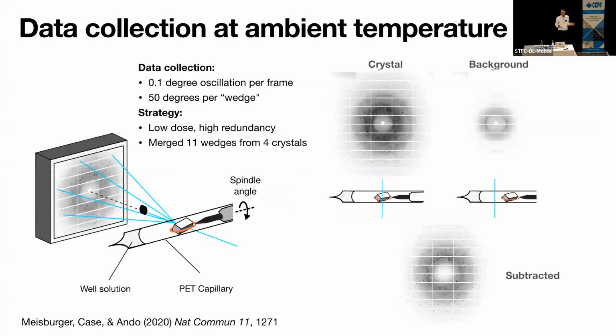So the data collection that we did, there was nothing particularly fancy about it. It was, I would say, very low dose, high multiplicity, fine phi slicing, all the best practices for room temperature. And it was necessary in our case to merge from 3 crystals, 11 wedges of 50 degrees. And the only thing we did that was really different is we collected the background scattering for every phi angle of the spindle. That's because the shadow of the pin kind of wanders around on the detector as you rotate. So we can then do a frame by frame background subtraction.